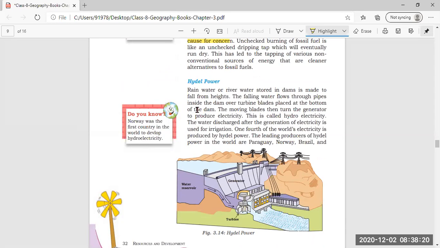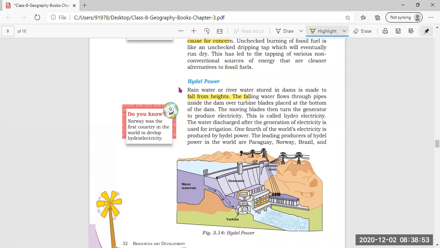Now, hydel power. Rainwater or river water stored in dams is made to fall from heights, and the falling water flows through pipes inside the dams over turbine blades. Now, what is a turbine? It is a rotary engine, or we can say a device. So the falling water flows through the pipes inside the dam over the turbine blades placed at the bottom of the dam. The moving blades then turn the generator to produce electricity, and this is called hydroelectricity.